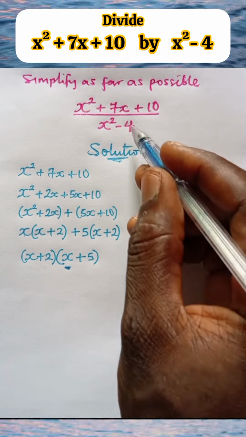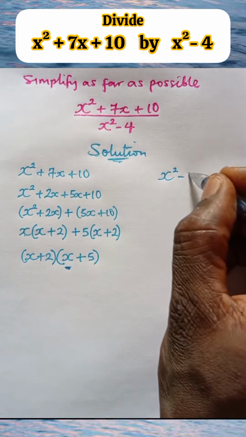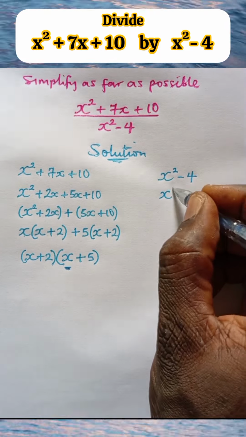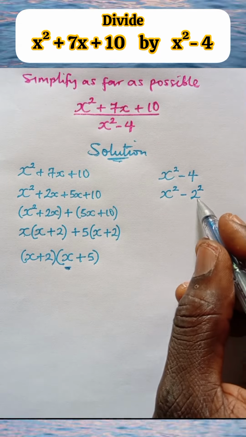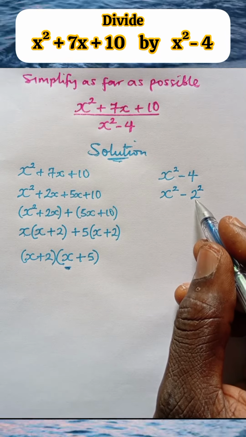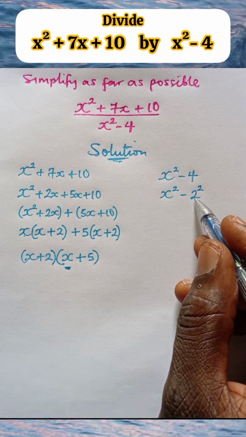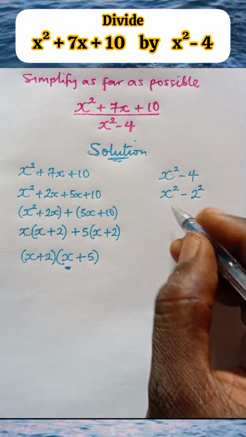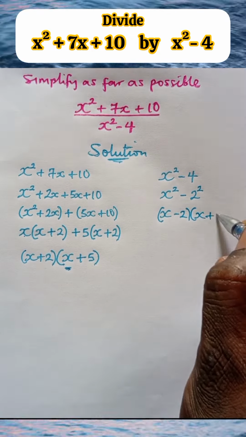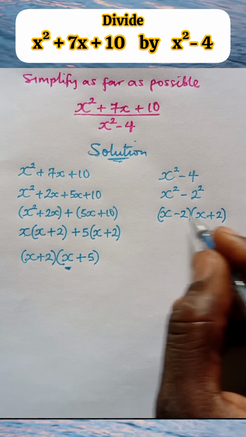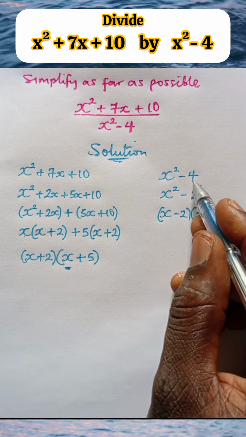Next is to factorize the denominator. So let us put it here. We have the denominator as x squared minus 4. This can be written as x squared minus 2 raised to power 2. Now we have difference of two squares, and when we factorize difference of two squares, this is what we get. We will have x minus 2 multiply x plus 2. So the factors are x minus 2 multiply x plus 2. If you multiply these two terms, you get back this expression. So these are the factors of this.